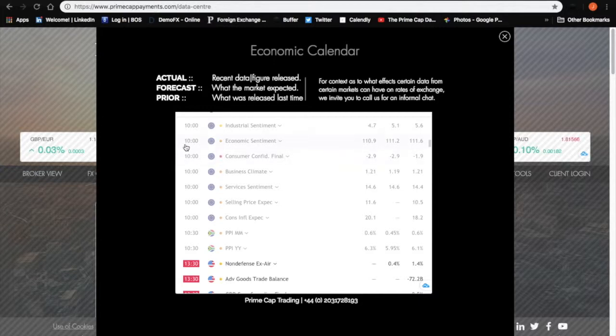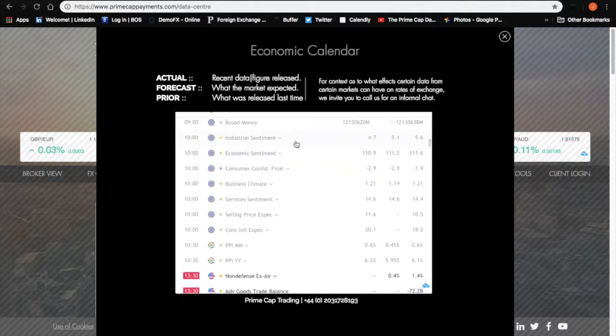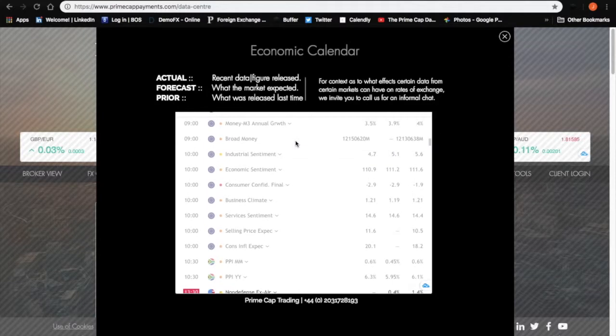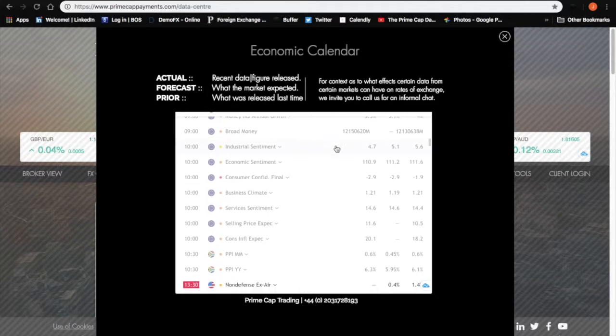At 10 o'clock this morning, a whole raft of economic sentiment came out relating to the EU economy. So confidence with regards to business climate, services sentiment, and so on and so forth. And as you can see here, it's pretty much on trend. So the actual, what was released to the market, the forecasted, and prior. Services sentiment is actually up, so it would suppose that those surveyed across the European Union are a little bit more confident than they were.